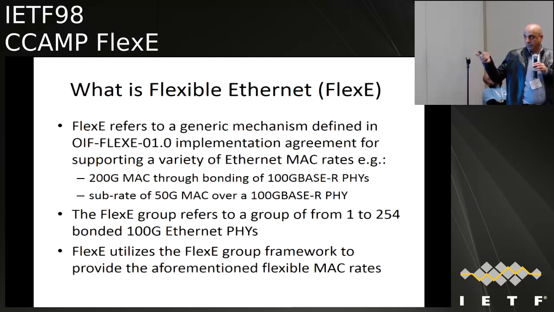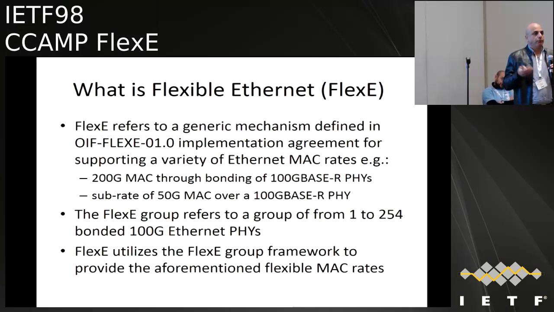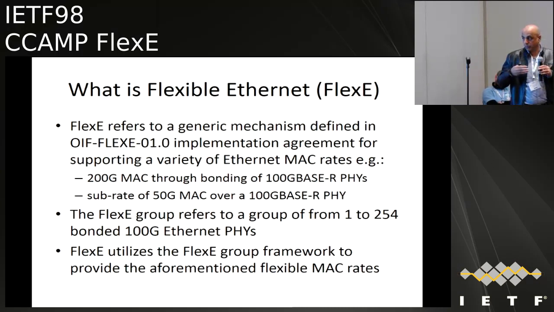Currently the spec is defining that 1 to 254 PHYs can be grouped, but in actual practical application, probably 4 to 8 is going to be a more realistic scenario for the short term. The group which is bonded together is called the FlexE group, and this is the mechanism the FlexE Ethernet framework uses to provide the decoupling between the PHY rates and the client rates.